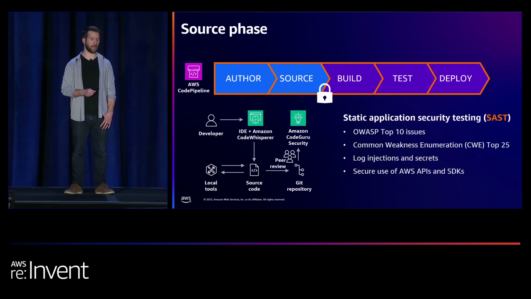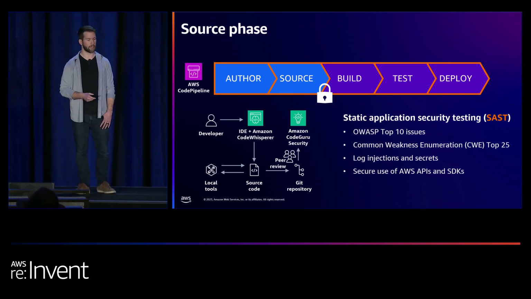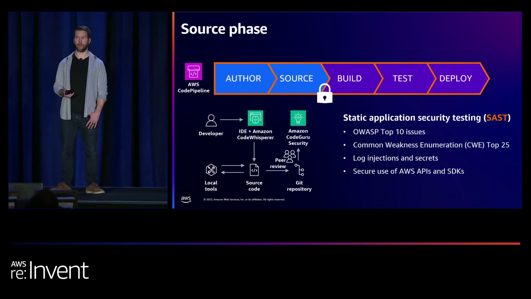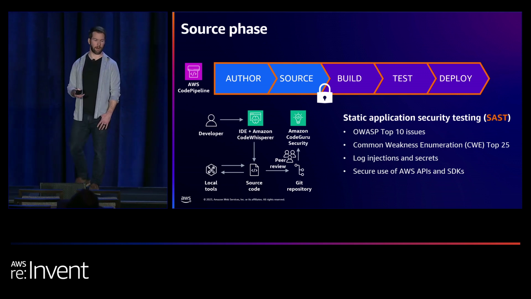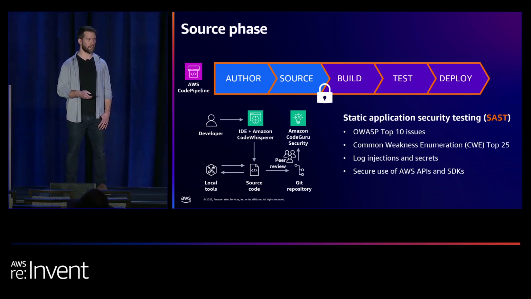Also, the Common Weakness Enumeration Top 25. You might want to look for log injections or secrets, like we mentioned. And if you're using AWS APIs and SDKs in your source code or interacting with them, you want to make sure you're using them securely, right? There are many open source and partner tools that provide these capabilities. And Amazon CodeGuru Security is a SaaS tool that also provides these capabilities. So we're going to look at that a bit more.